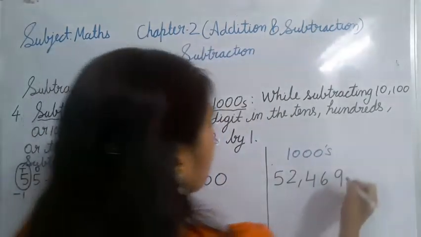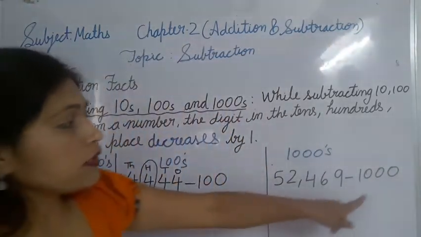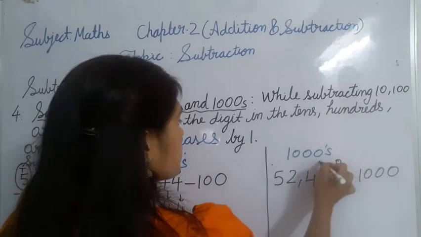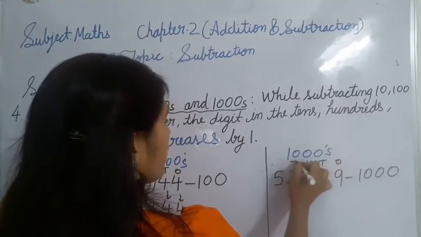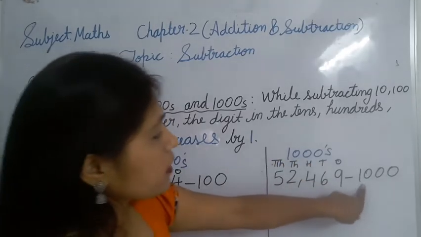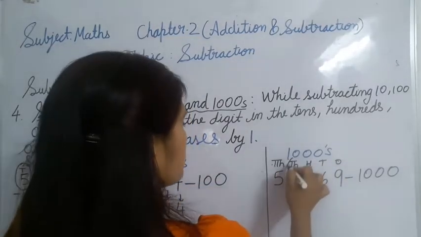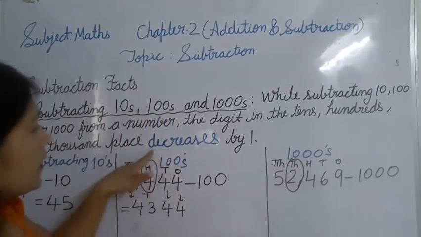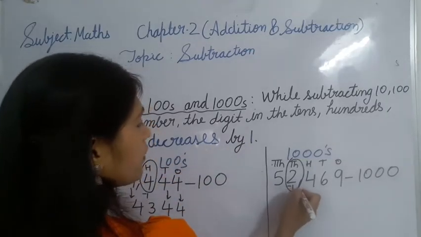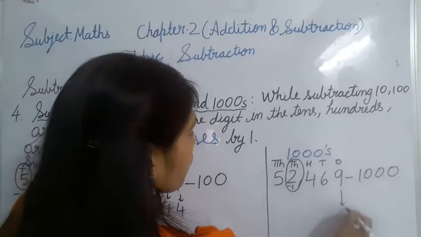52,469 minus 1000. So 1000 we are subtracting this time. Mention their places: ones, tens, 100, 1000, 10,000. So if we are subtracting 1000, on the 1000 place we have to decrease the number by 1. So in place of 2 I have to subtract 1 from here.